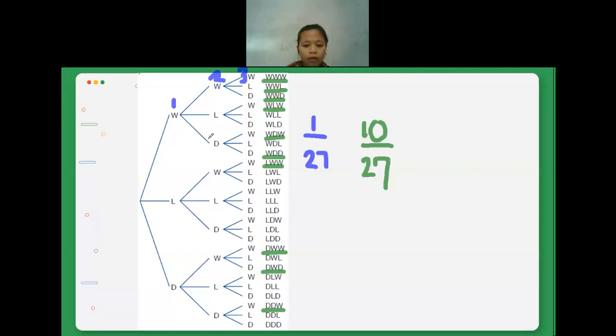Is it 16? No, I don't know. 16. Count it properly again. Try to count it again. I think there are some numbers that you miscounted.